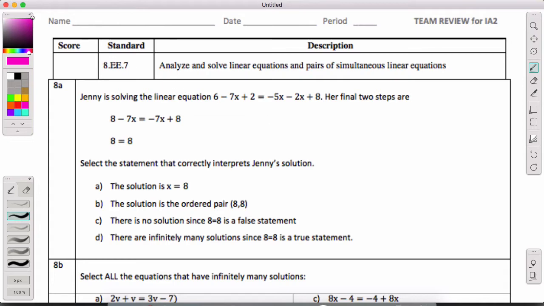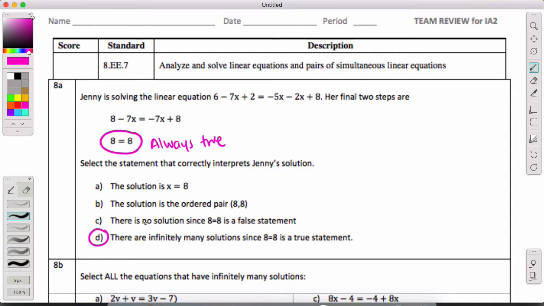So first of all, we've got standard analyze and solve linear equations and pairs of simultaneous linear equations. Jenny is solving the linear equation 6 minus 7x plus 2 equals negative 5x minus 2x plus 8. Her final two steps are... It's not even asking us to solve this system. They've already done it for us, and they ended up with 8 equals 8. I know that is always true. Because it is always true, that means the system has infinitely many solutions. So that answer would be D.